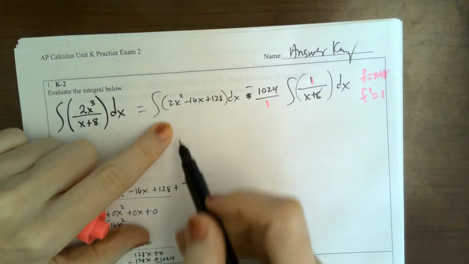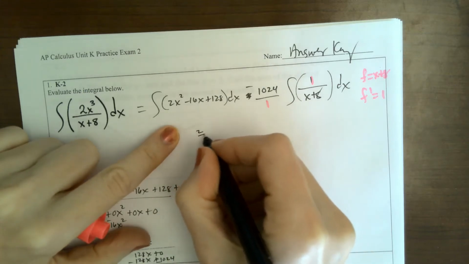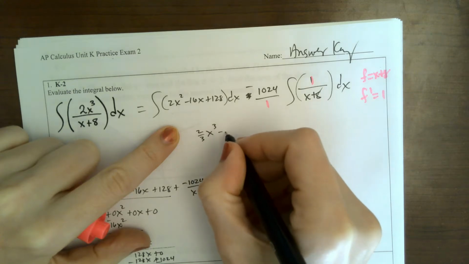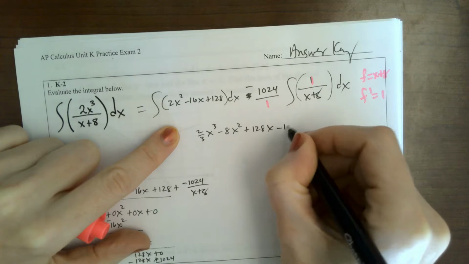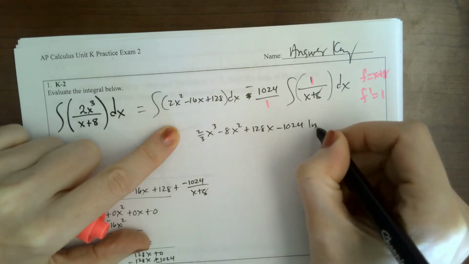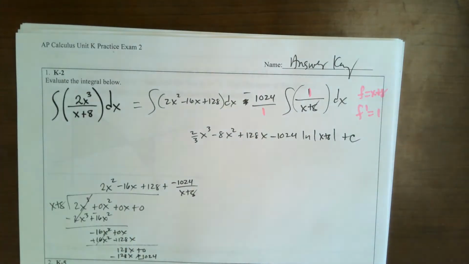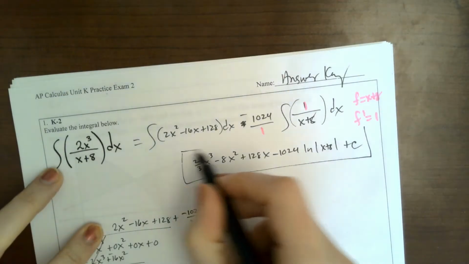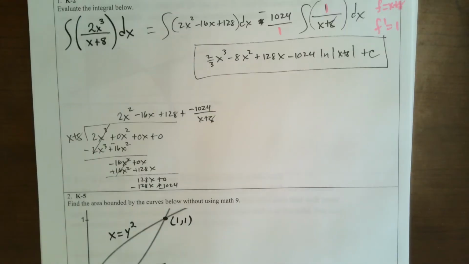Okay, so now taking the antiderivatives of these is 2/3 x cubed minus 8x squared plus 128x minus 1024 natural log absolute value of x plus 8 plus c. Always at the end of plus c for an indefinite integral. Okay.